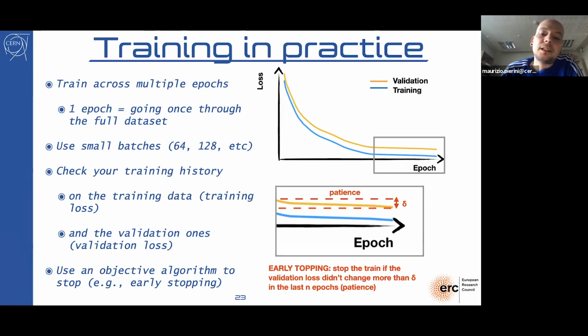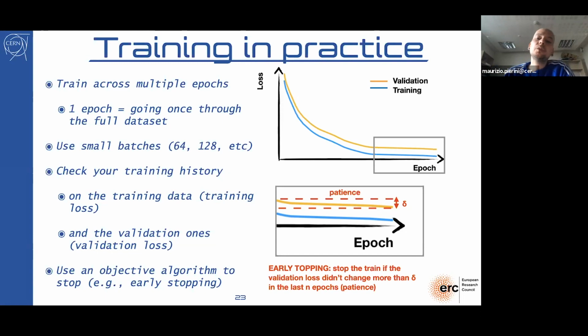And there are two loss functions in the game. The one for the training data set itself, which is the data set that you use to compute the gradient and decide where to go. And then there is the loss on the validation data set, which you take aside, as a cross-check. And the idea is that if you are doing things right, these two curves should go down together up to some point where the learning basically flattens down.